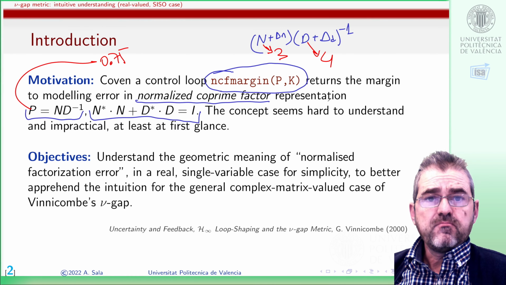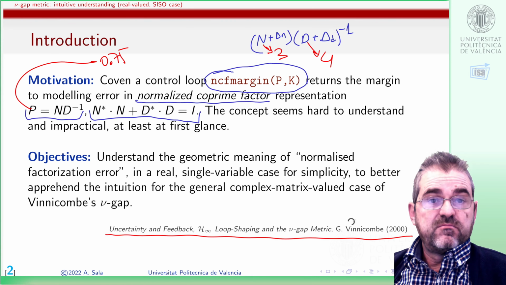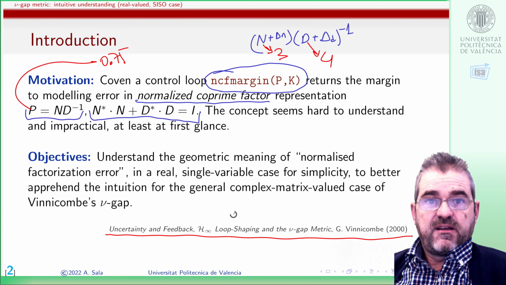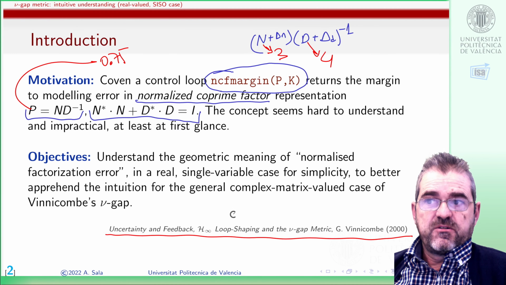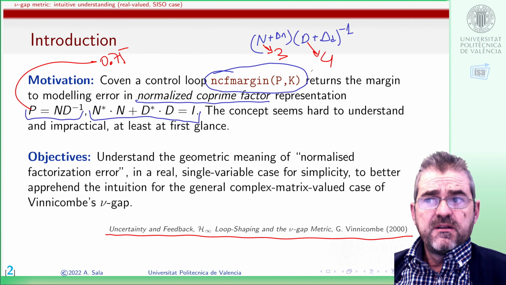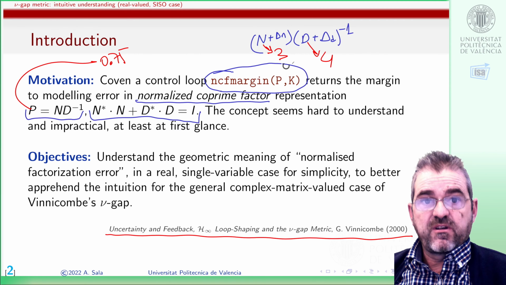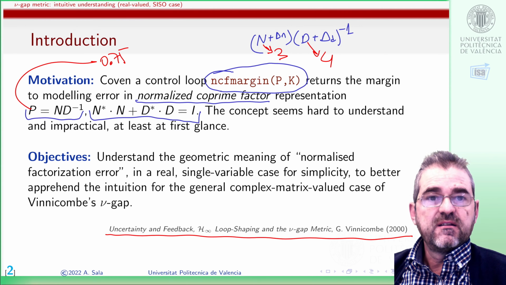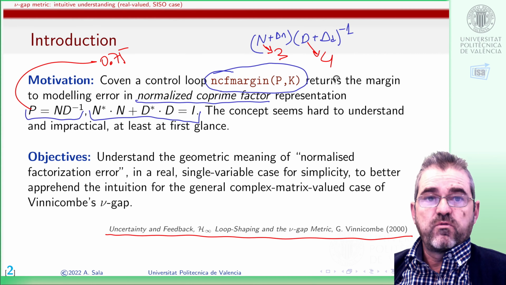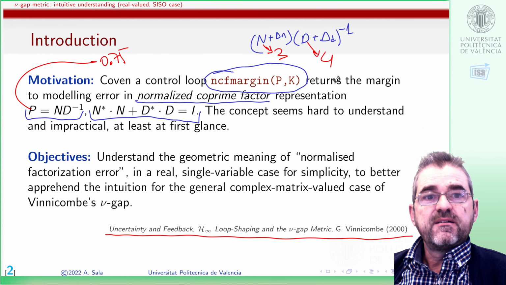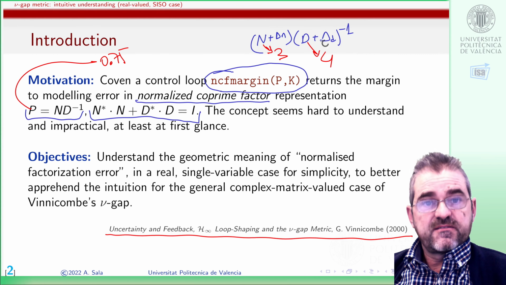Of course, if you have a good mathematical background, then you can just read Vinnicombe's book or papers, and you can understand in one shot the most complex version of these ideas. But okay, as you know, working with 3 and 4 seems simpler than working with a full transfer function matrix with complex numbers in the frequency domain, and same for the denominator. We'll just stick to the real case to grasp the geometric meaning of this coprime factor uncertainty.